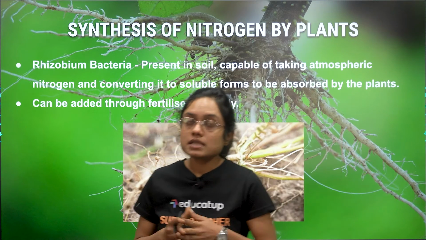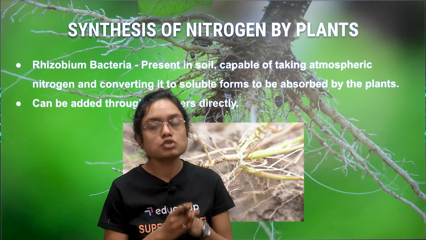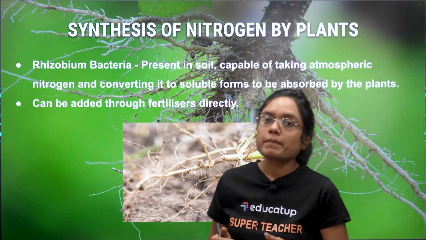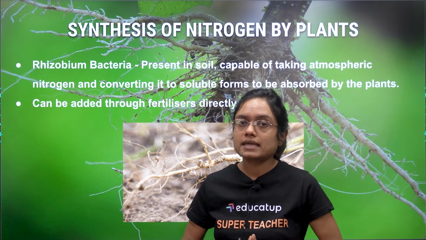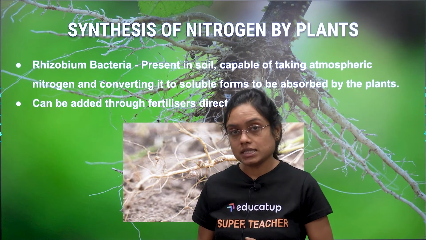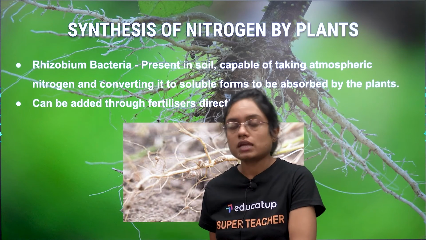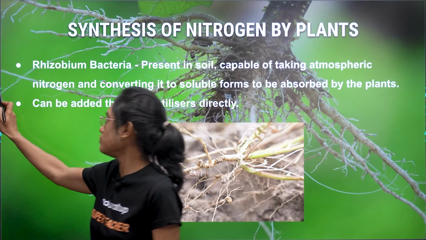Now, synthesis of nitrogen by plants. There's this thing which you should know. There is a bacteria which is present in the soil which is known as rhizobium bacteria. This bacteria has the ability to convert atmospheric nitrogen into a soluble form for the plants. Now children, see, I'll make you understand.